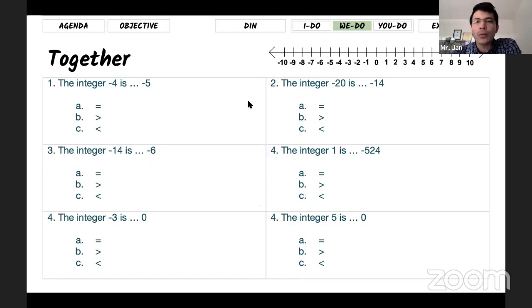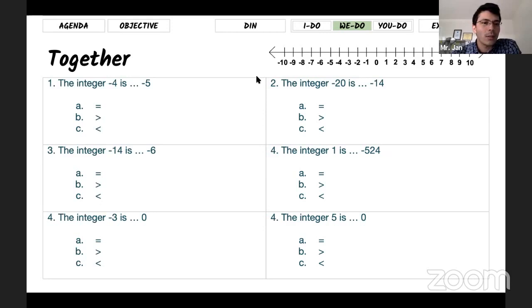How about number 2? -20 or -14? Yes, perfect. Everybody says C. Yes, because when you locate these two numbers on the bigger number line, -14 is greater than -20. It looks like 20 is greater than 14, but you have to include those negative signs, or which one is on the number line on the right side of the other one.